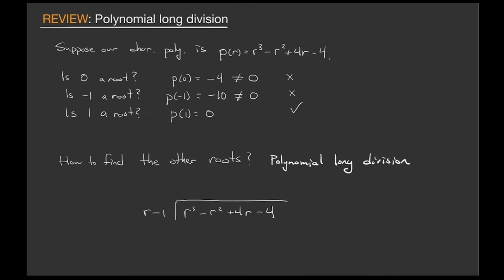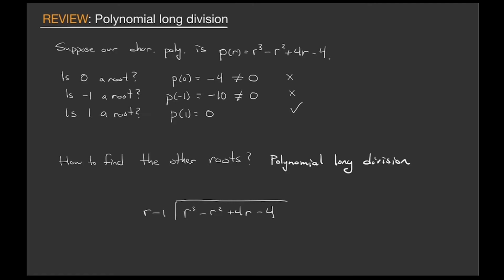So we factor this polynomial using polynomial long division, and that helps us find the other roots. Let's say I want to divide the polynomial by r minus 1, and I chose r minus 1 because 1 is a root. Say we take that and divide it into this polynomial. Here's how it works. We repeat this algorithm over and over.